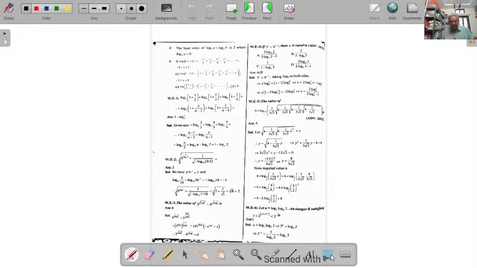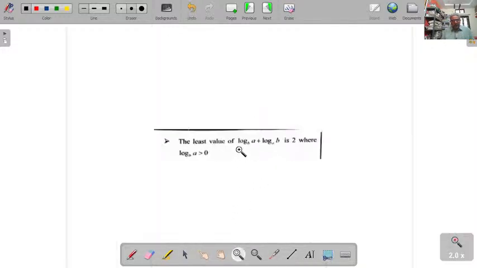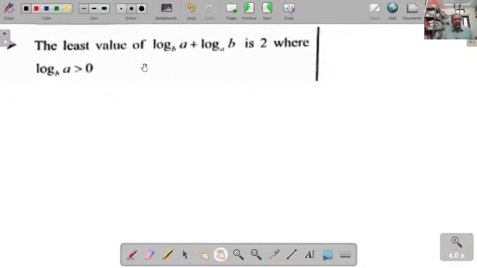Right. Next concept we need to discuss. Okay, all of you look at the screen. I hope it is visible to you. Very clear visibility is there, right? So this is also very, very important. The least value or minimum value of log a to the base b plus log b to the base a is 2, where log a to the base b is greater than 0, positive.